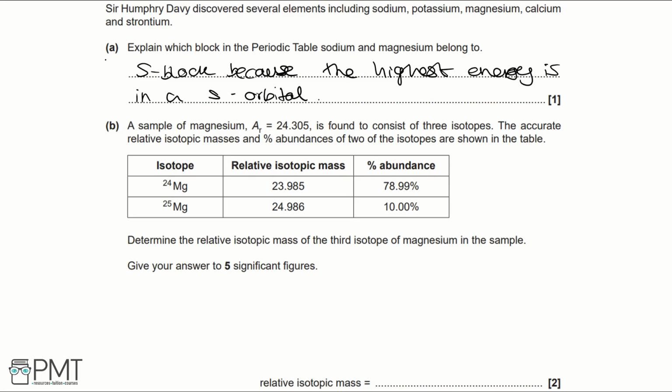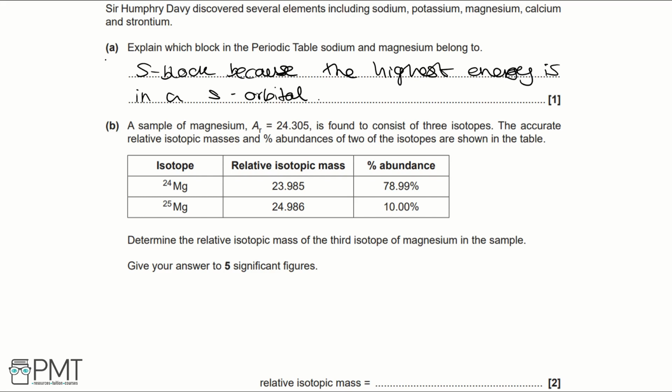Part B. A sample of magnesium, Ar 24.305, is found to consist of 3 isotopes. The accurate relative isotopic masses and the percentage abundances of 2 of the isotopes are shown in the table. Determine the relative isotopic mass of the 3rd isotope of magnesium in the sample. Give your answer to 5 significant figures.